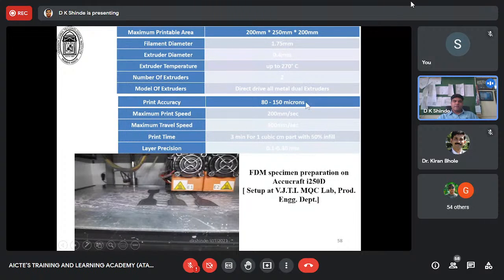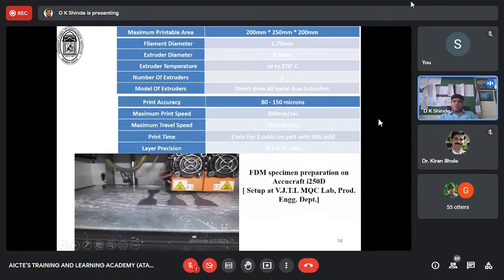So direct drive all metal dual extruders, having dimensional accuracy is very important. 80 to 50 micron is the range, due to the curing effect as well as the heat retardation effect. There are still dimensional stability issues in all 3D printers, so we need to do post processing to achieve the exact surface areas also.